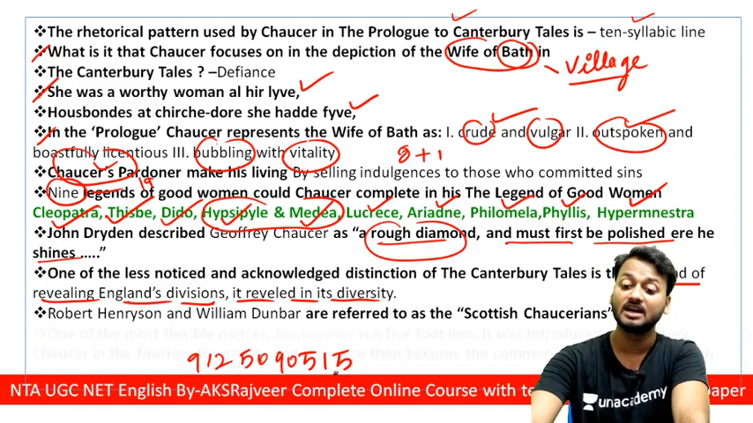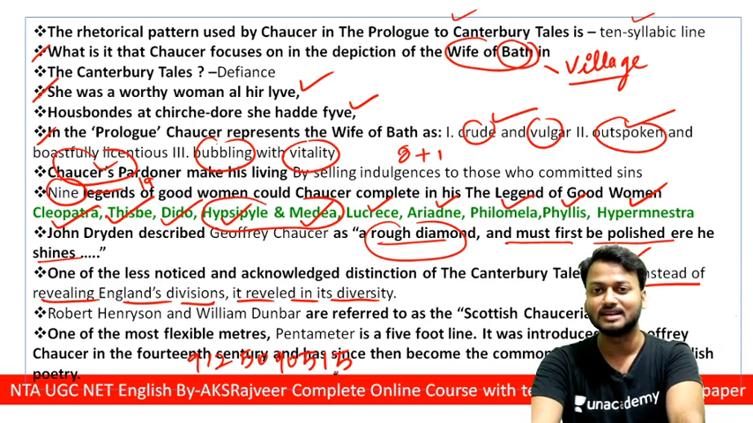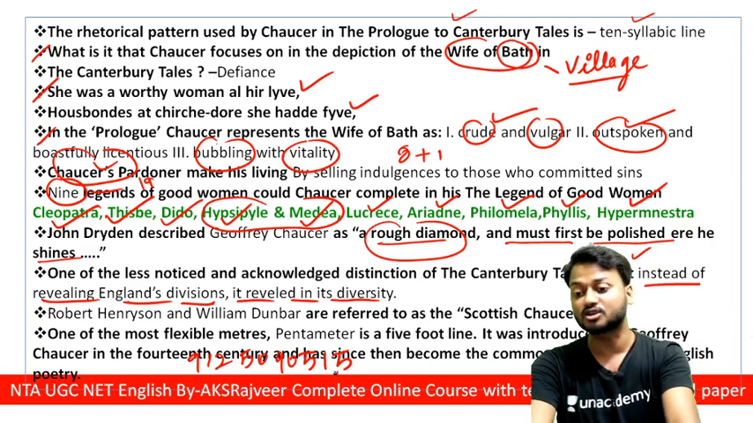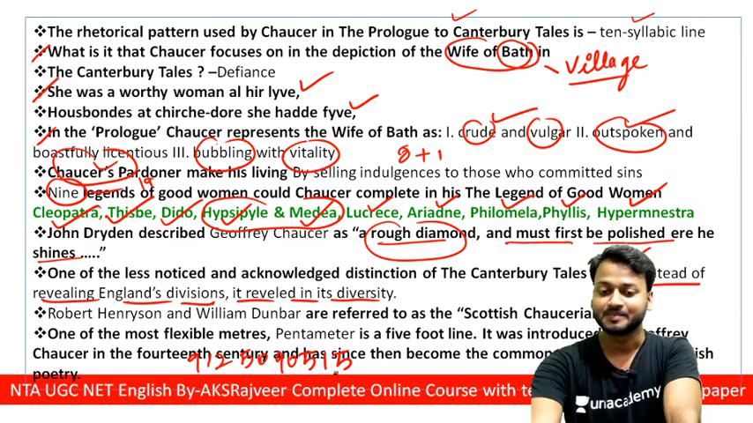So Robert Henryson and William Dunbar, these two are considered Scottish Chaucerians, and English Chaucerians are also there. The followers of Chaucer in Scotland were known as Scottish Chaucerians, and in England they were known as English Chaucerians.